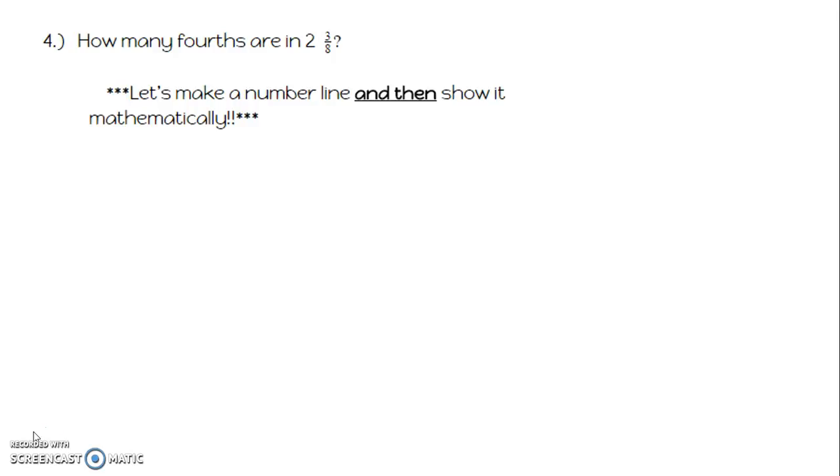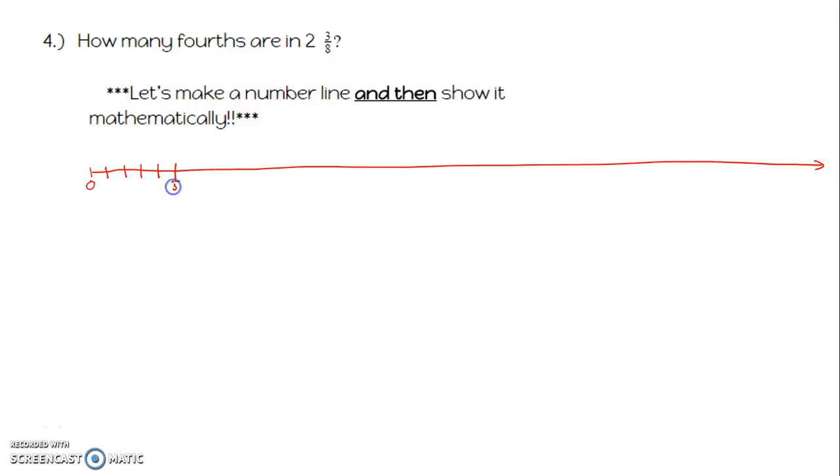I'm going to make a number line broken into eighths and figure out how many fourths fit into 2 and 3/8. Okay, so let me start with my number line. I'm going to break my number line up into eighths. So that's 0, 1/8, 2/8, 3/8, 4/8, 5/8, 6/8, 7/8, 8/8. 8/8 is the same as 1. 9/8, 10/8, 11/8, 12/8, 13/8, 14/8, 15/8, 16/8. 16/8 is the same as 2.